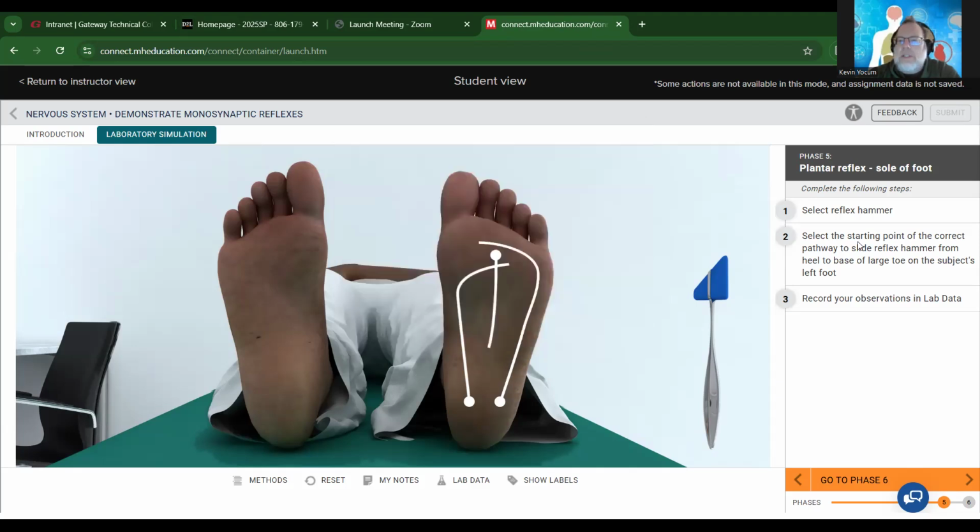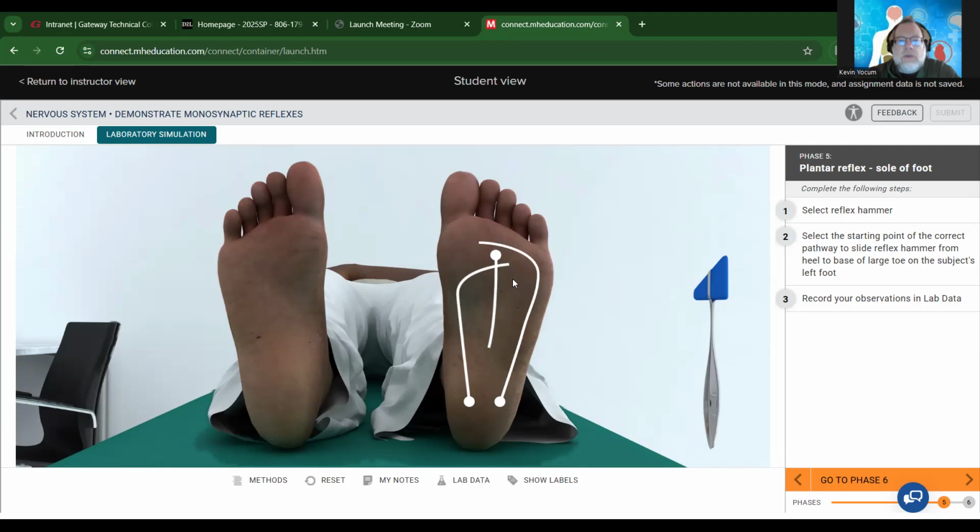All right, so it says select the starting point of the correct pathway to slide the hammer. Oh, so notice you've got three possible pathways. How do you know what the correct pathway is? Well, let's see. You don't unless you've worked in the clinic. So, what we usually do this test for is to check for things like spina bifida. In infants, babies, they call this the Babinski reflex.